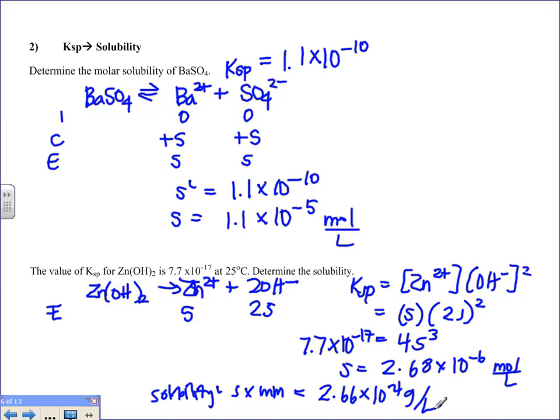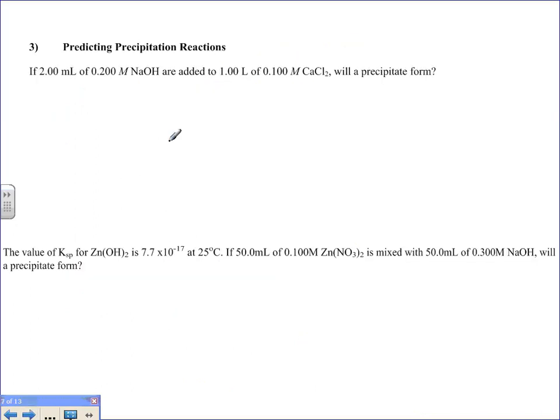Okay, so example 1 and 2 are going from Ksp to solubility and solubility to Ksp. The next type of problem that you can answer is one where you predict whether or not a precipitate is going to form based on a particular scenario of reactants and products. So in this example here, we're adding 2 milliliters of 0.2 molar sodium hydroxide to 1 liter of calcium chloride, and it's asking us if a precipitate will form.